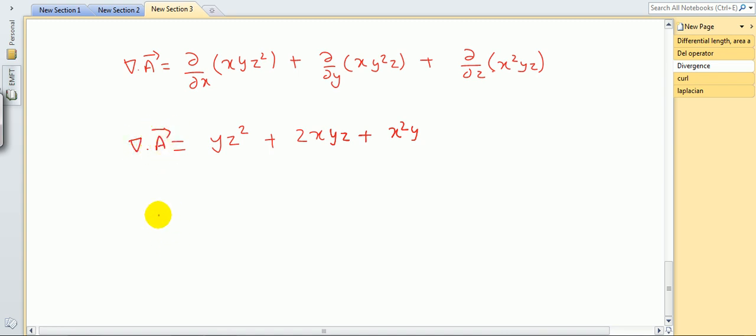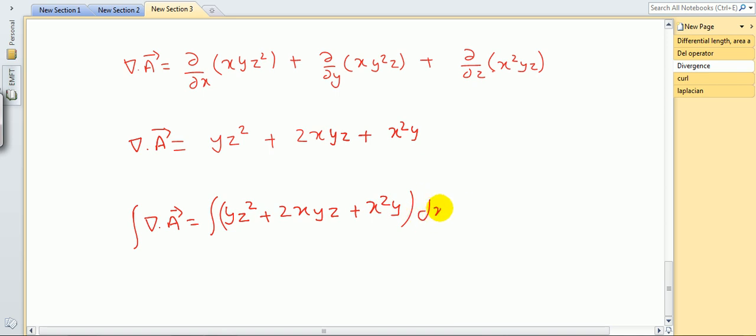Now I will take the volume integral of this. So it will be the integral of y z square plus 2 x y z plus x square y over the volume, dx dy dz, and the limits for x, y and z are from 0 to 1.